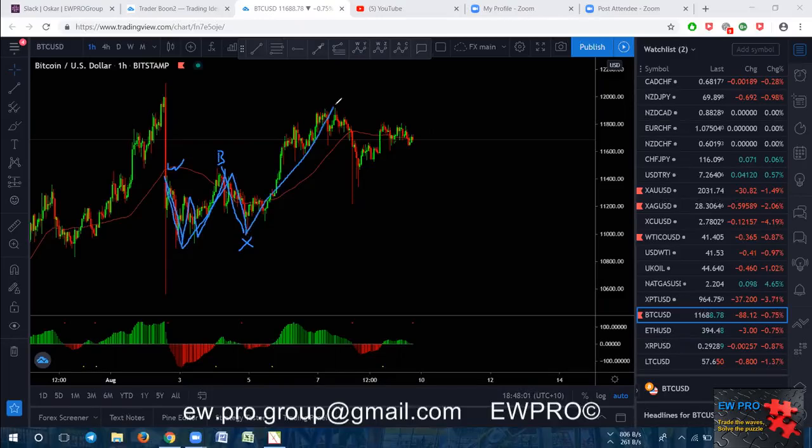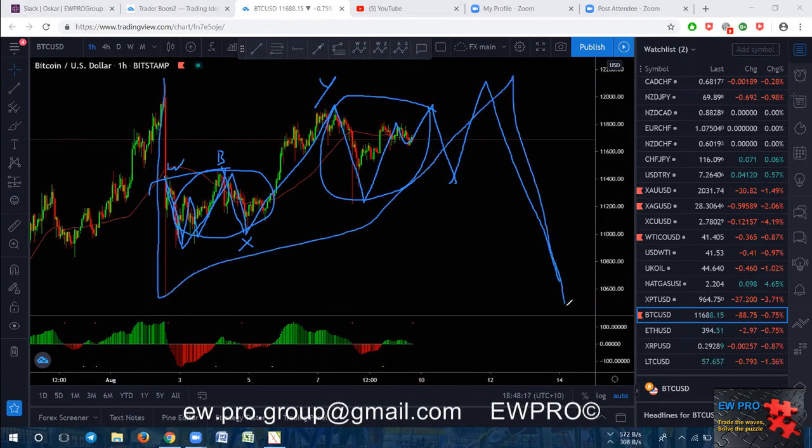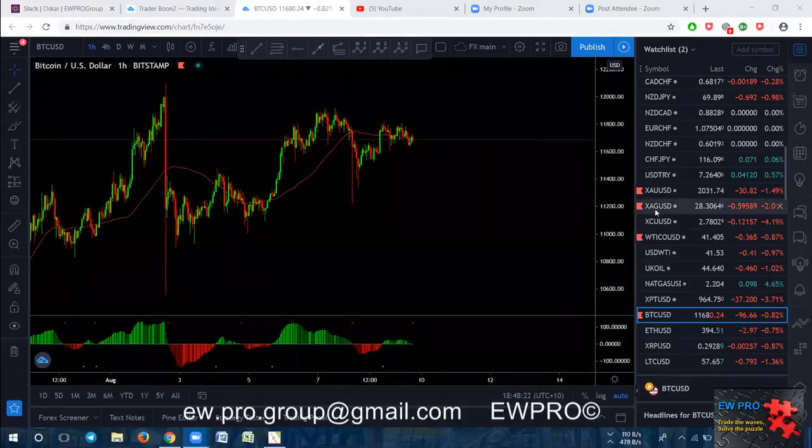W, X, Y, and then we're getting this. So I'm looking at this here as the X2, so we get the Y, and then we get a correction similar size to this over here for the Z up, and then we get this A, B, C. Okay, so that's what you can look for this week.